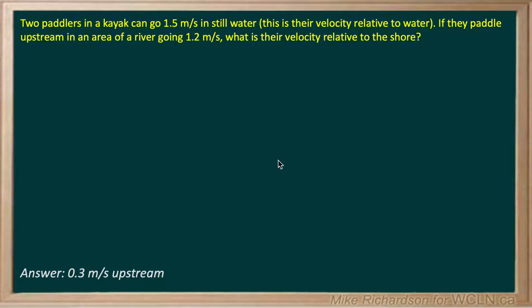In this question, we've got two paddlers in a kayak, and they can go 1.5 meters per second in still water. If they paddle upstream, so against the current, in an area of the river going 1.2 meters per second, what is their velocity relative to the shore?